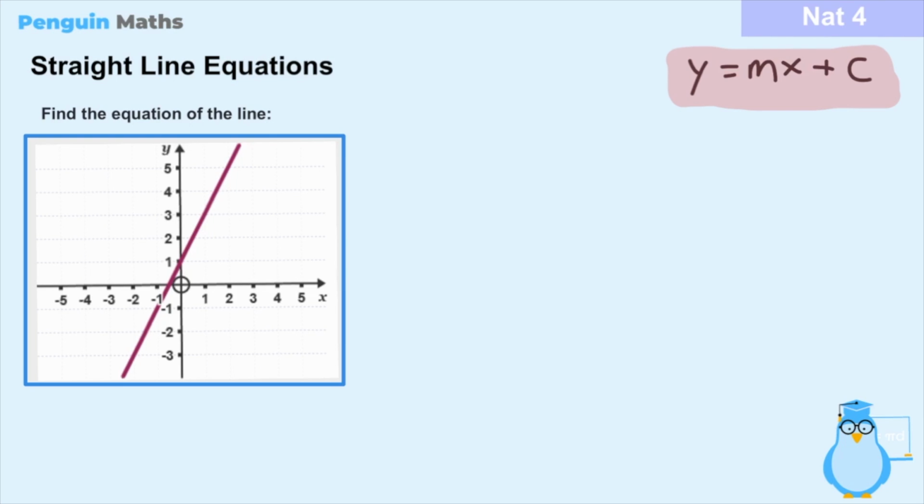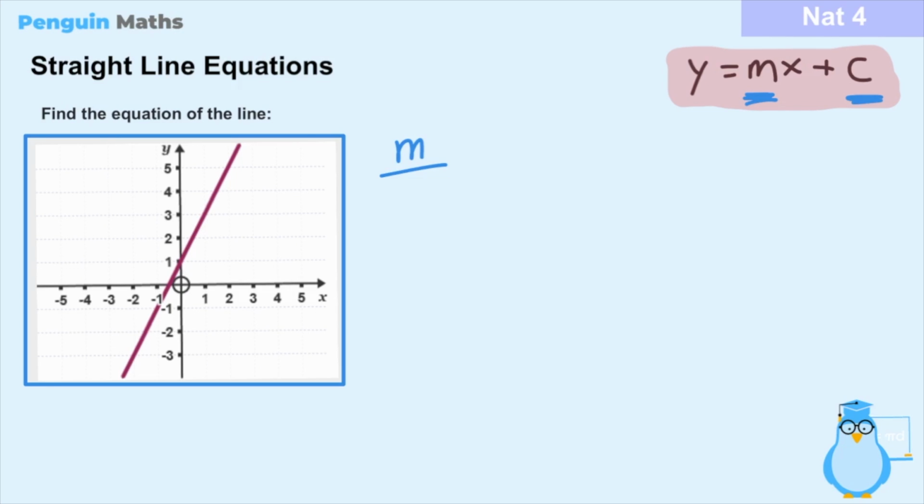The question asks us to find the equation of this line here, and that equation would be in the form of our general equation y = mx + c. That means the two things we have to find out from this question are our gradient m and also our y-intercept c. So the first thing I'm going to look at is calculating the gradient m.